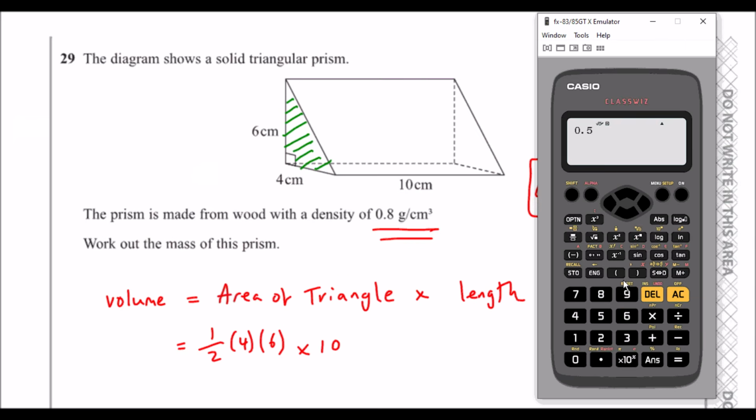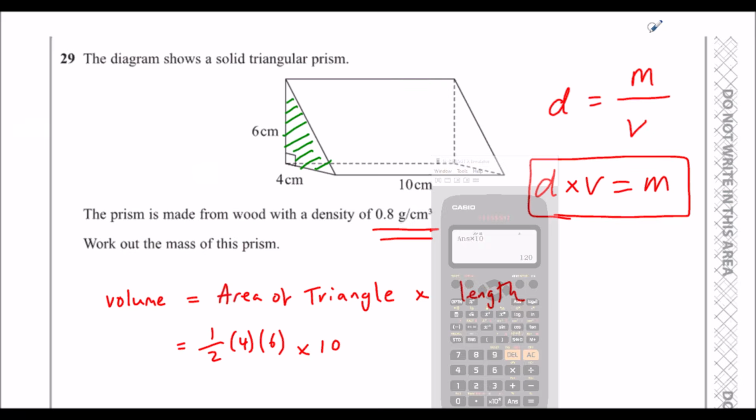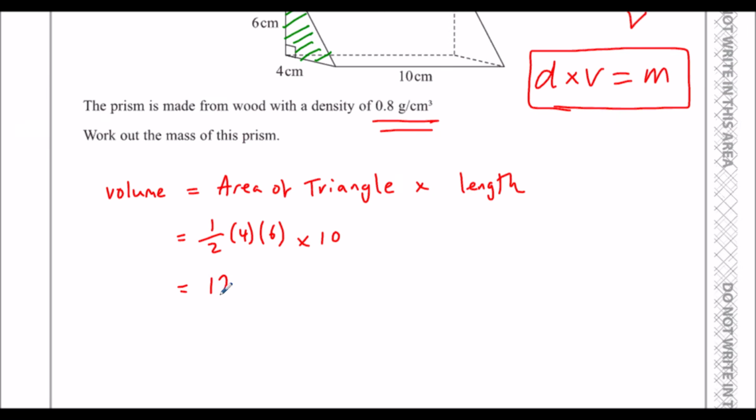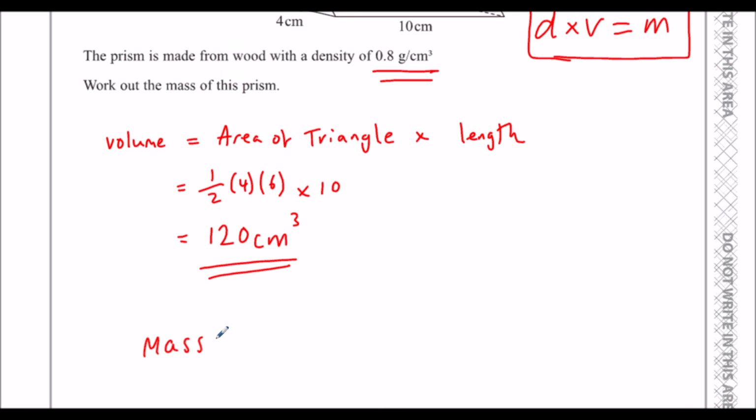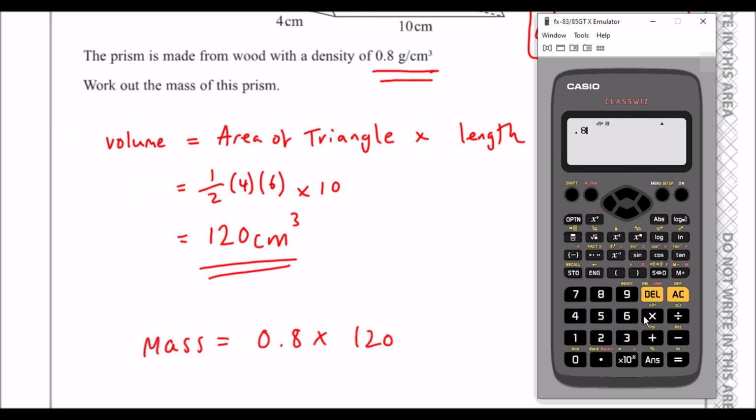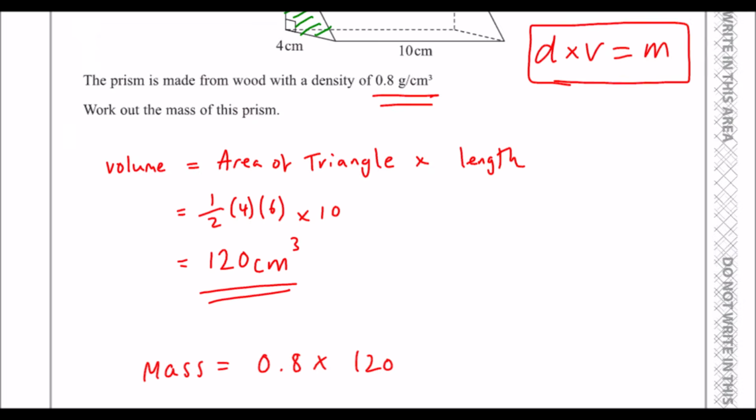So half times the base times the height. Half of 4 times 6 is 12. And then we're going to times that by 10, and that's 120. So it's 120 centimeters cubed. That's the volume. So now we can find the mass. The mass is the density, 0.8, times the volume, 120. 0.8 times 120, that was our last answer, is 96. And that's 96 grams.